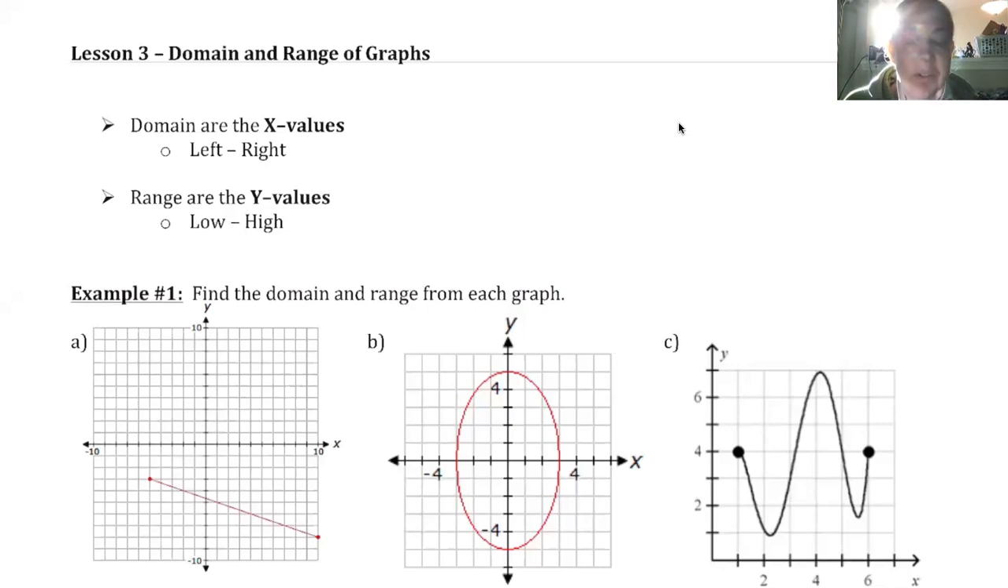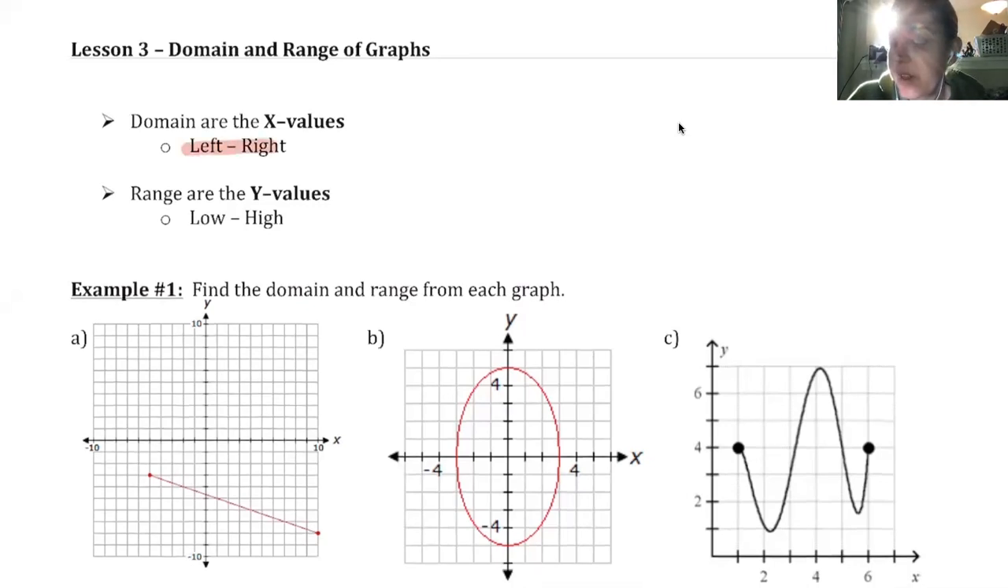But today we're talking about domain and range. Domain, as a reminder, are all the x values, and we're going to read those left and right values. The range are your y values, and those are going to be low to high. Another way to think of that is bottom to top, like a thermometer. So if you had an outside thermometer, this would be 0, 1, 2, 3, something like that, bottom to top.